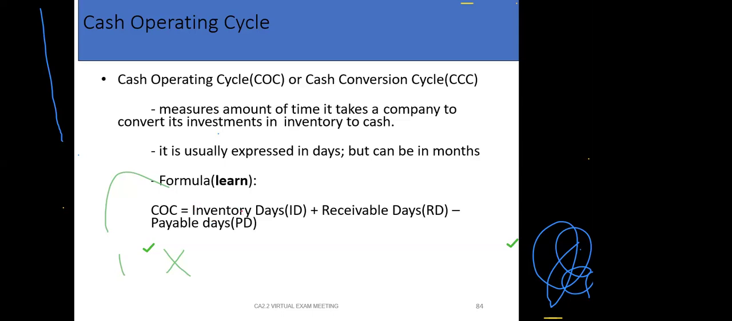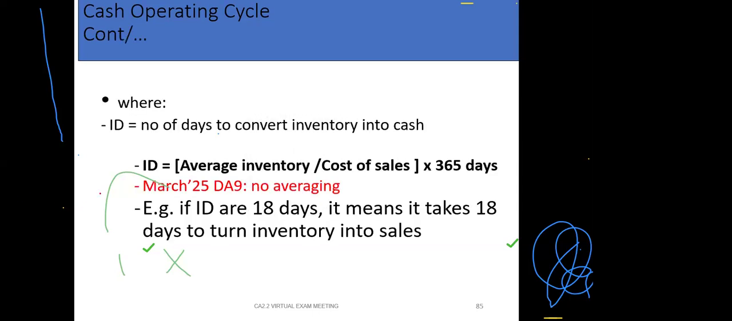And the formula is inventory days, could be months, plus receivable days, minus, if they are production days, you also add them, minus payable days, where ID is the number of days to convert inventory into cash. And ID is calculated as average inventory divided by cost of sales times 365 days. That's if you are using days. If you are using months, multiply by 12. If you are using weeks, multiply by 52.